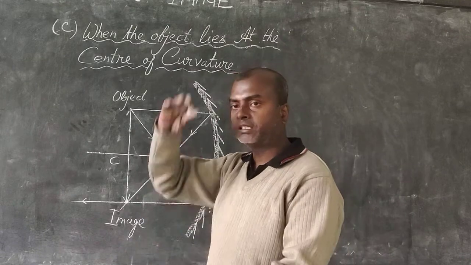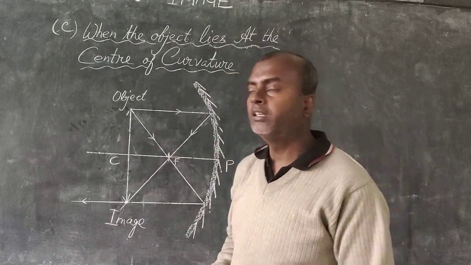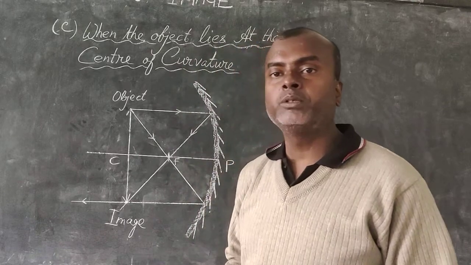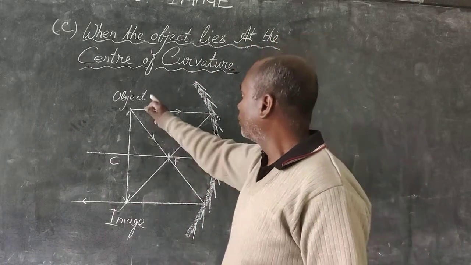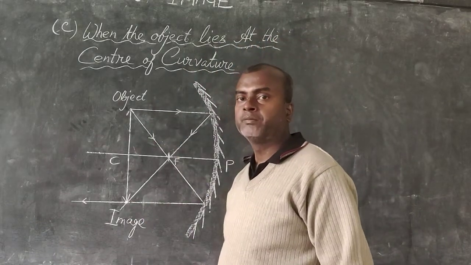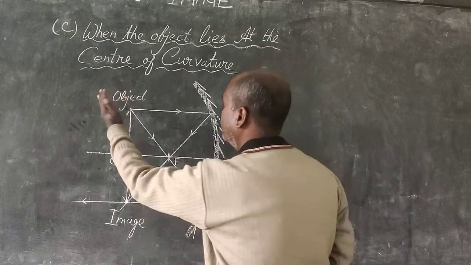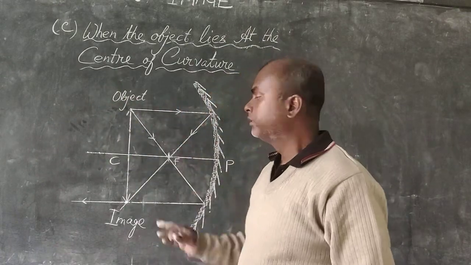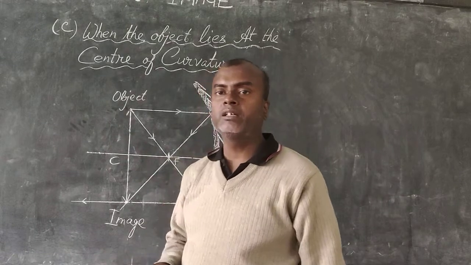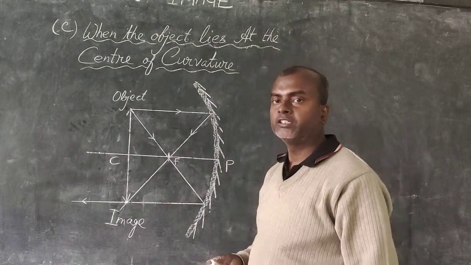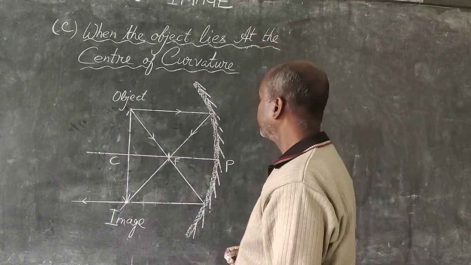Now the image size has grown. All these while we were seeing that the image used to be smaller than the object. Now object and image are of the same size. From this, if you bring the object even closer, the size of the image will start getting bigger and bigger.